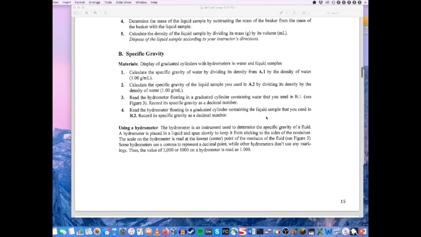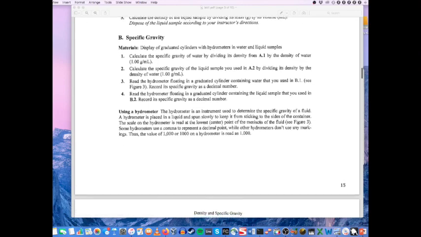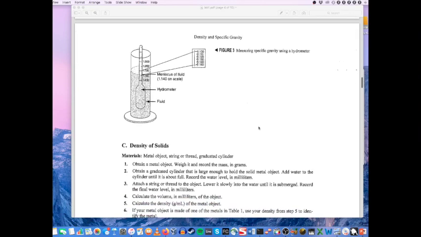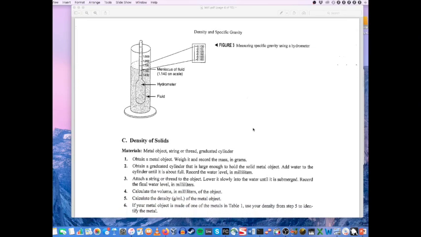That's how a hydrometer is used. So that's part B. This is a little picture. I think my camera showed a better picture, but see here, this shows specific gravities higher than water, and if the hydrometer goes above 1, then it shows specific gravities less than water.